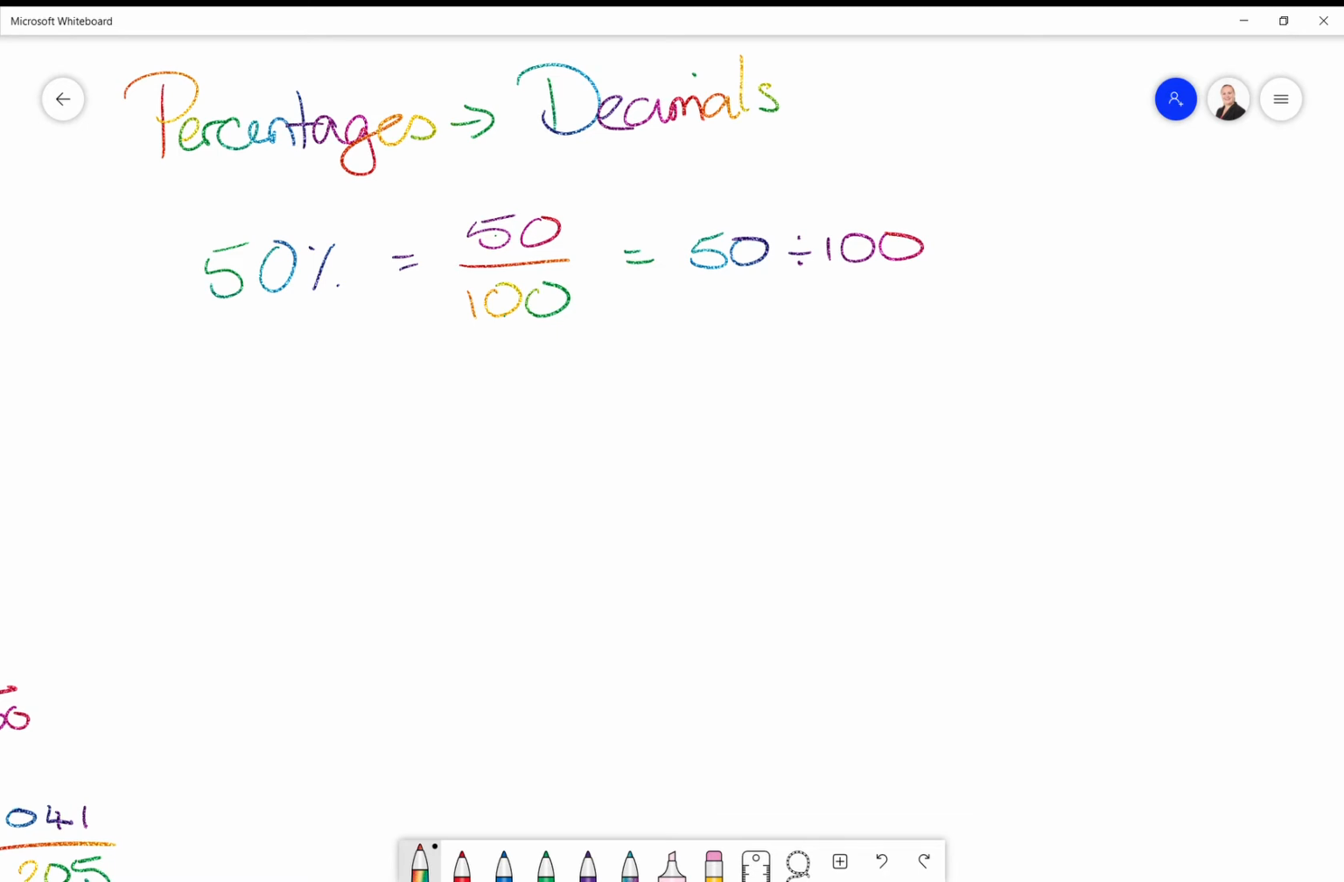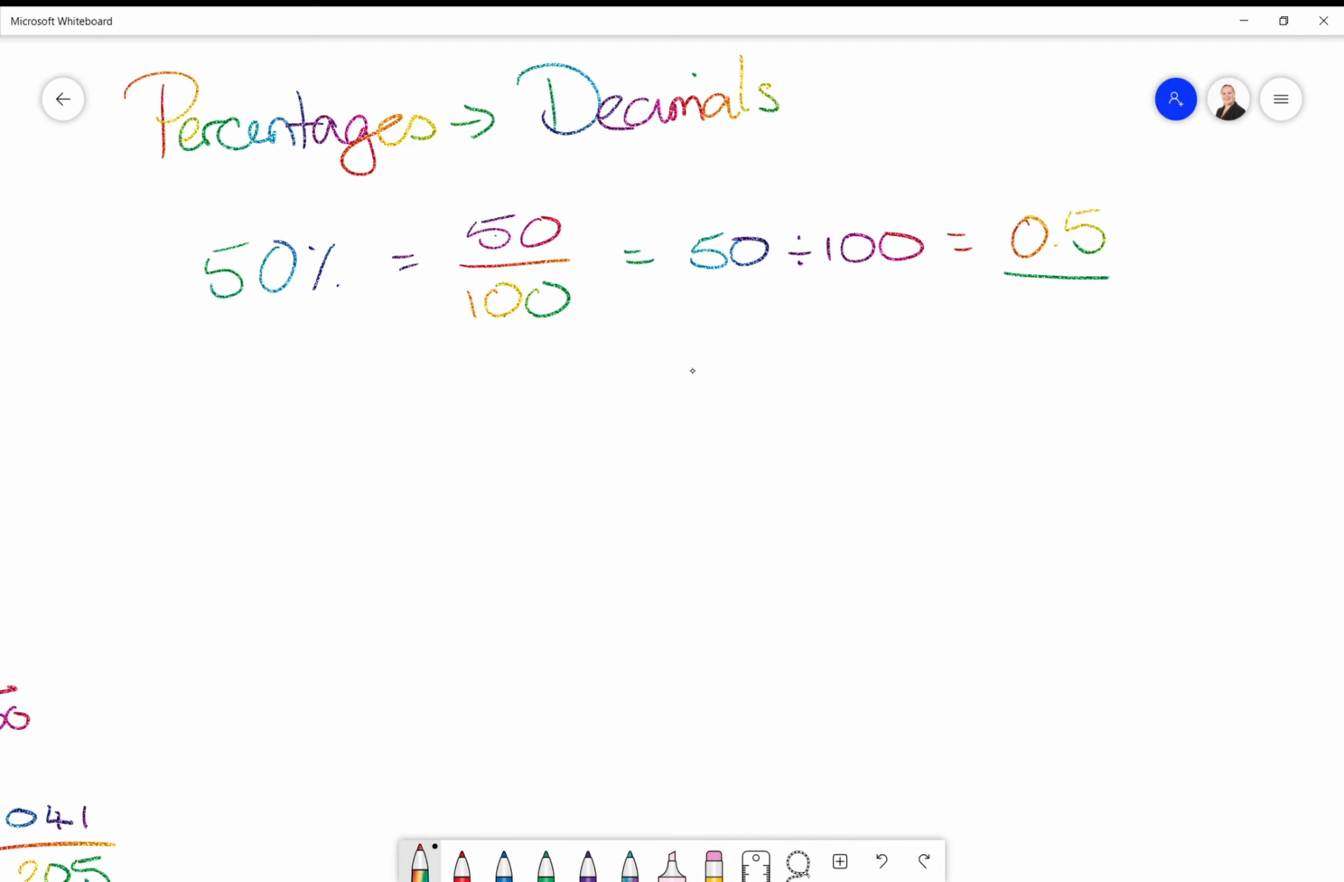If we remember right back to probably end of September, October time, we looked at dividing by 100. And what happens is your number gets smaller by a place value of 10. So by 100, okay? Which means it's 10 for every 0 that you have. So it's got to move 2 places. So 50 divided by 100 becomes 0.5. So 50% as a decimal becomes 0.5.